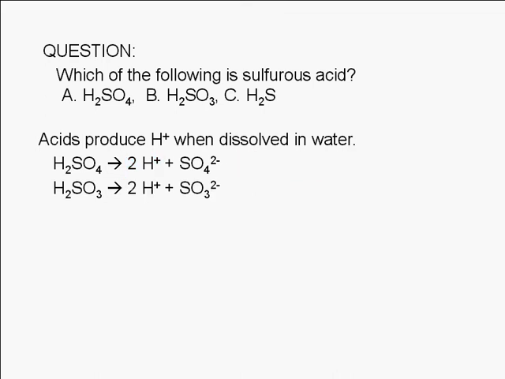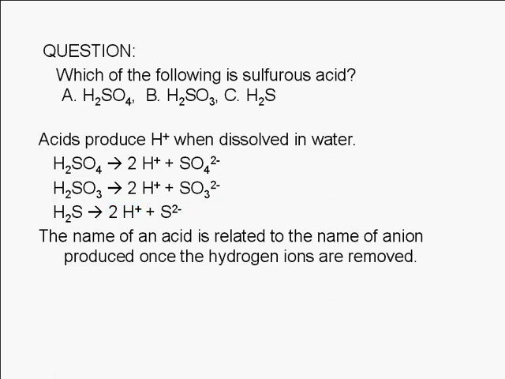Similarly, H2SO3 has 2 hydrogen atoms that can break off as hydrogen ions, leaving behind a sulfite ion, SO3, with a -2 charge. And H2S has 2 hydrogen atoms that can break off as hydrogen ions, leaving behind a sulfide ion, S, with a -2 charge.